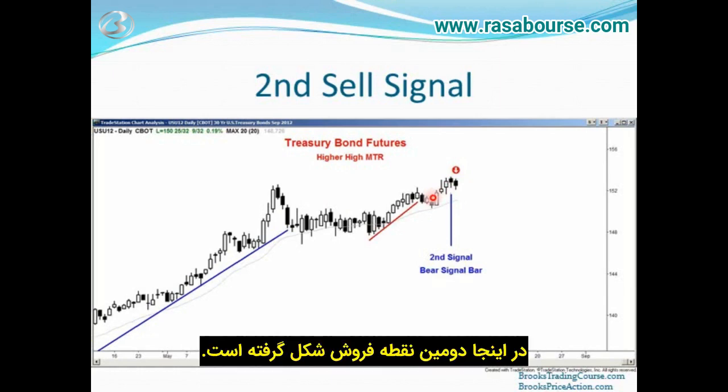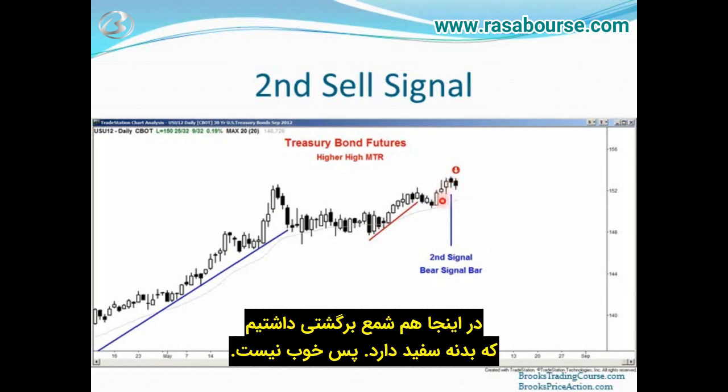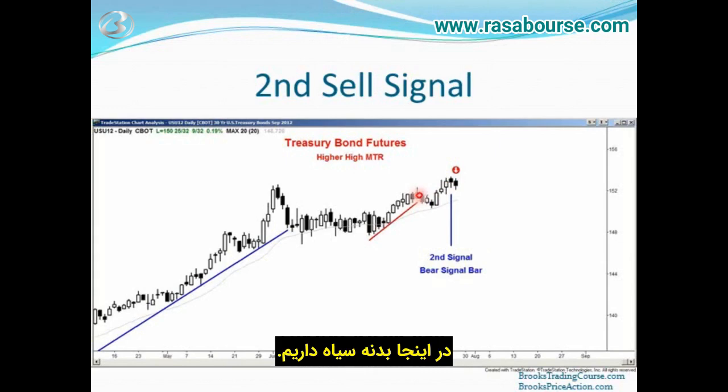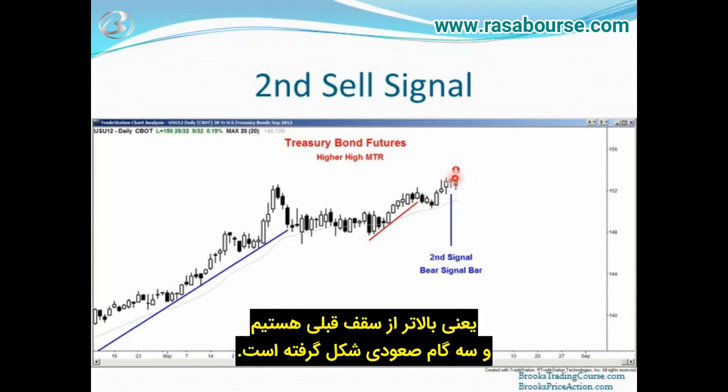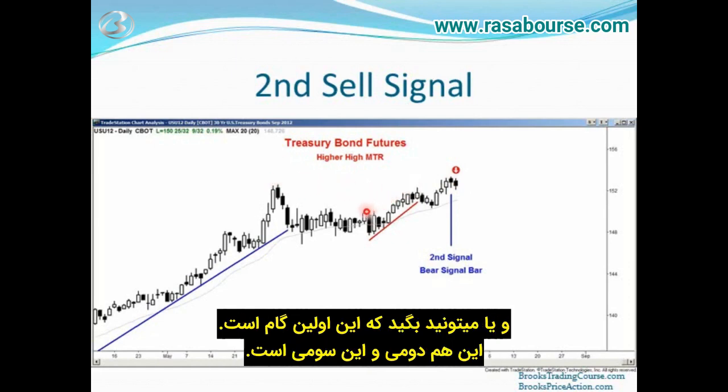Okay, here we have a second entry short. We had the reversal bar here, but a bull body, not good. We had reversal here, but a bull body, not good. Here we have a bear body and arguably a wedge higher high. We're above the prior high, and we have 3 pushes up. 1 push here, 2 pushes here, and 3 pushes there. Or you could say this is the first push, second push, and third push.